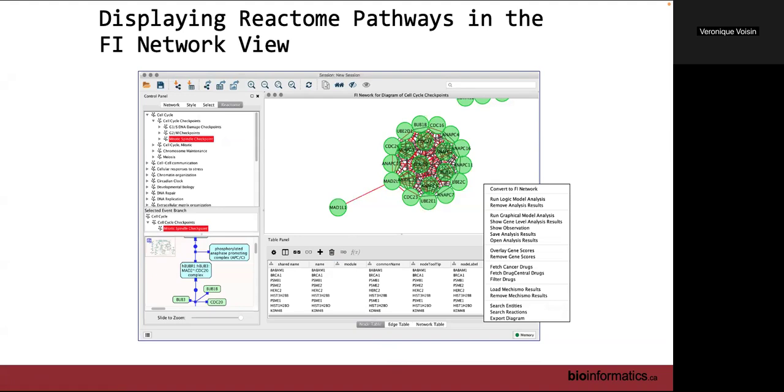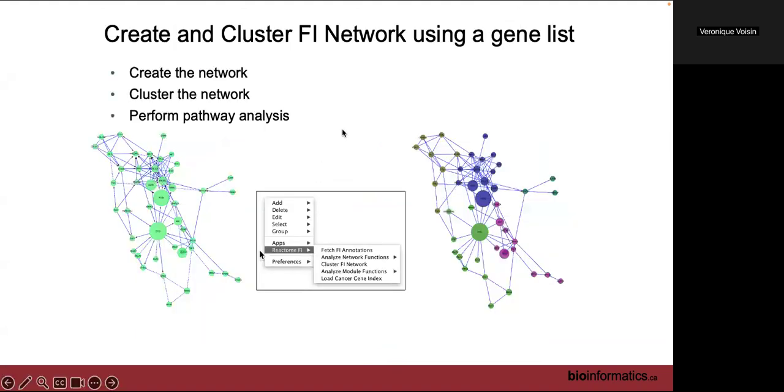Now, the second component is creating a cluster FI network using a gene list. So on the left, with the green proteins, this is the functional interaction network that we have created with our gene list. They are connected by lines, which are the functional interactions, predicted or curated.